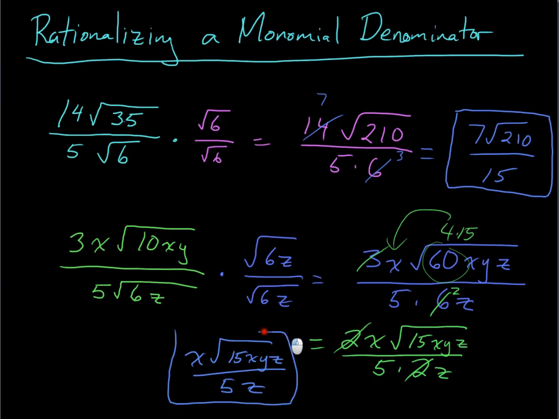So it's all pretty simple. I mean, if you have a square root, all you do is just multiply the top and bottom by that same square root, and then simplify all your radicals, reduce your fractions. That's all there is to it.